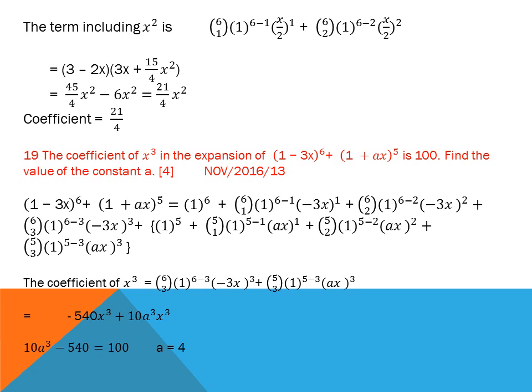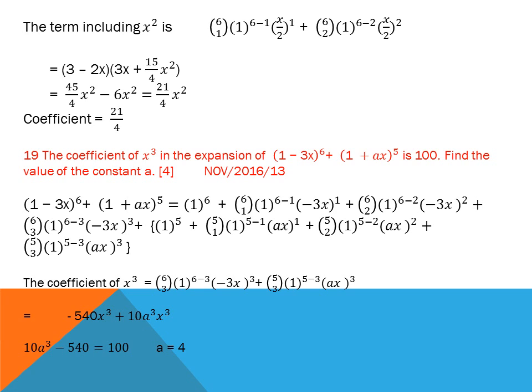When I find the value of n is equal to 6, I only put the value of n is equal to 6. I find the term number second including x square here. I take first and second term because I need the coefficient of x square here. 3 minus 2x into 3x plus 15 over 4x square.